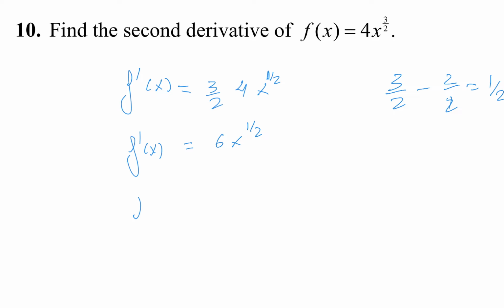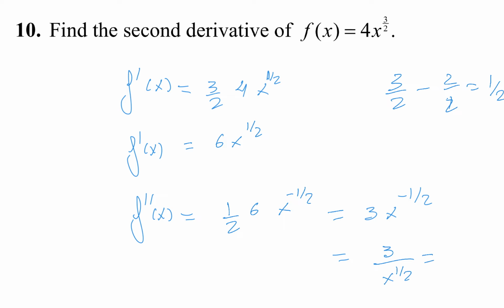And what is f second of x? Well, we take the derivative again. So it will be 1/2, 6x^(1/2 minus 1), which is minus 1/2. So the derivative will be 6 divided by 2 is 3x^(-1/2), or 3 divided by x^(1/2), or 3 divided by the square root of x. And this is the solution.